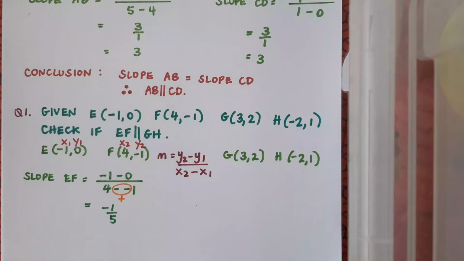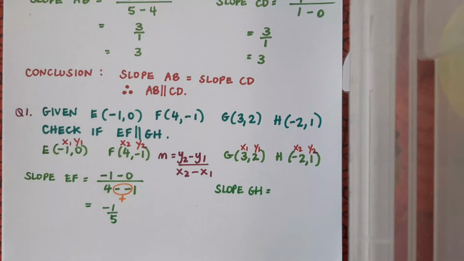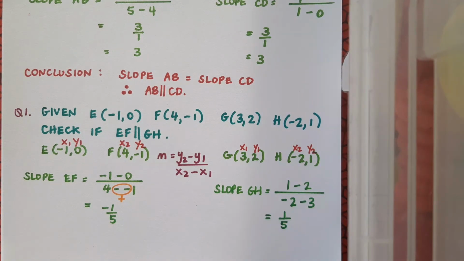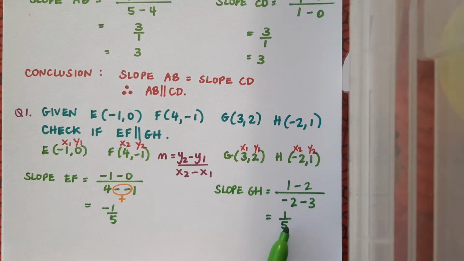And for that slope then, I get minus 1 over 5. Next I'll find the slope of GH. So I'll label the points, and I'll fill in to get 1 minus 2 over minus 2 minus 3. And this works out as 1 over 5. Now these two answers look really alike, minus 1 over 5 and 1 over 5, but they're not the same number. So if they're not the same number, well then that means the lines are not parallel.